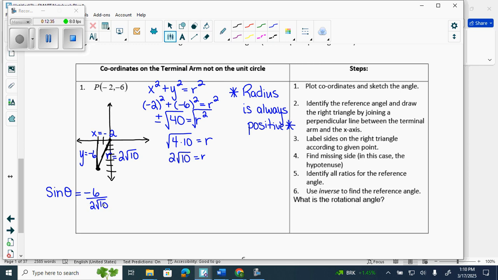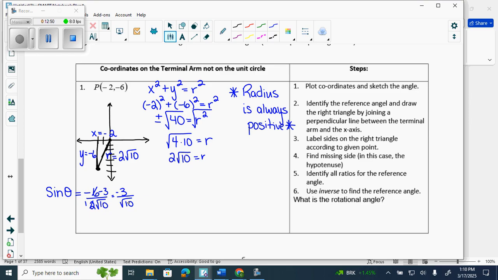Now what can I do to the 6 and the 2? Take a 2 out and reduce it. So I get negative 3 root 10, negative 3, sorry, over root 10. And then I'm not allowed to keep my denominators radicals in 30-1.